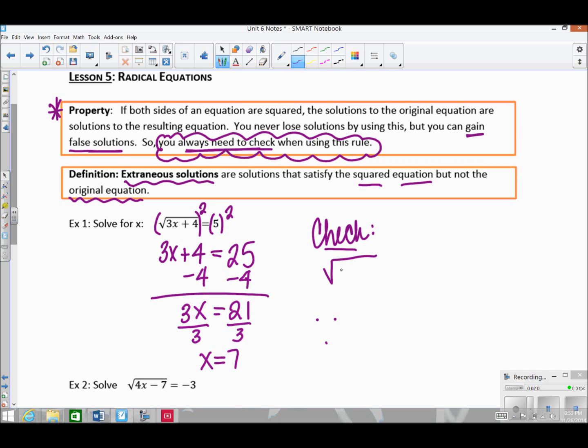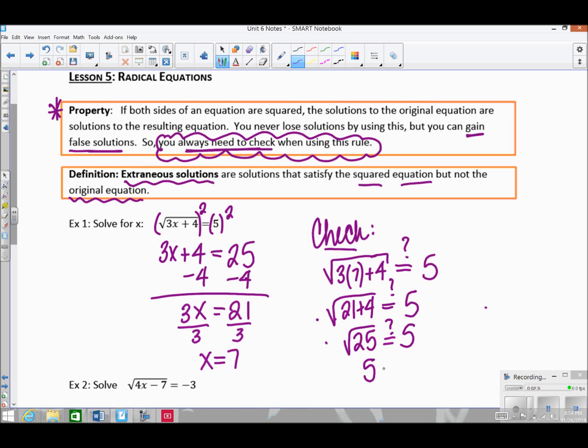So you go back to the original without the squared part, and you plug in the 7, and you want to see, does the left-hand side equal the right-hand side of that original equation? Underneath the square root, I'm going to have 21 plus 4, and I'm going to see if that equals 5. So we get the square root of 25, and the square root of 25 is 5. That means it does check, and x equals 7 is a solution.